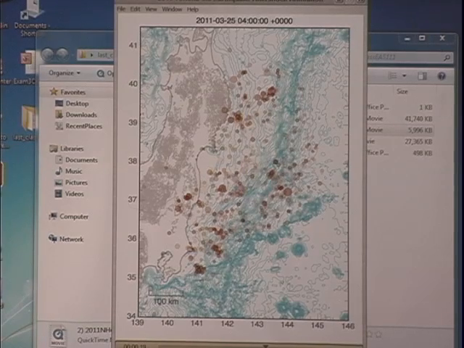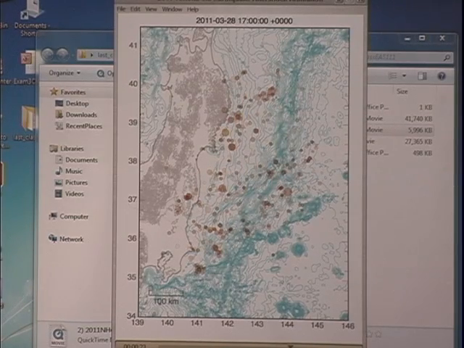Okay, we'll just watch this one more time. But you can see why do we have aftershocks and foreshocks? So let me tell you a little bit about that.